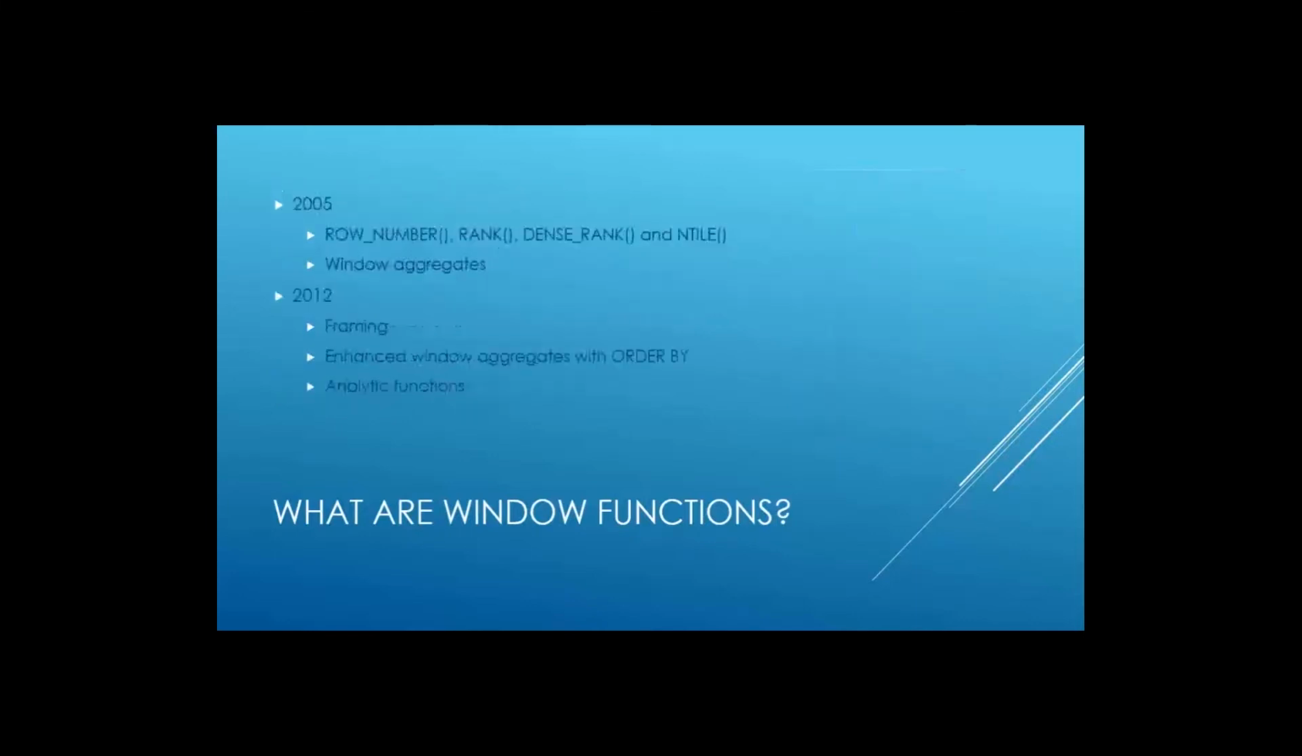In 2005, we were given the ranking functions: ROW_NUMBER, RANK, DENSE_RANK, and NTILE, and many of you are using ROW_NUMBER and may not even know that it's a window function. I wasn't really familiar with this term until a couple of years ago, and I've been using row numbers since it came out, and I love it. A lot of times if I don't know how to solve a problem, I just add ROW_NUMBER to it and start looking for a pattern.